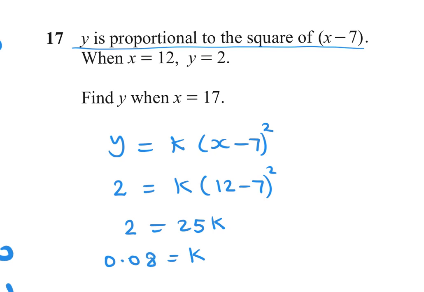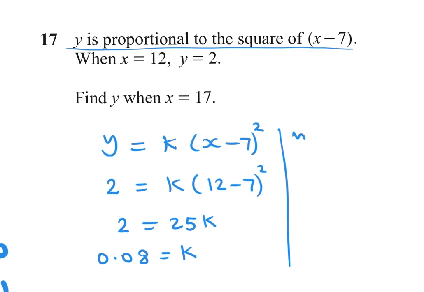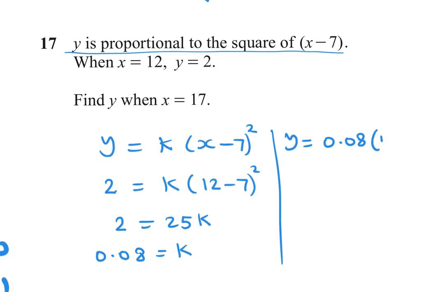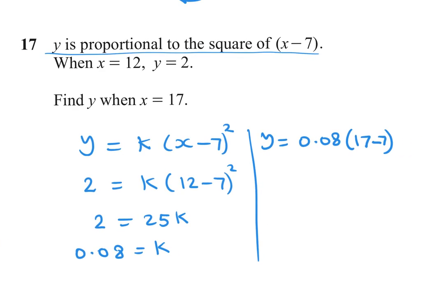Okay. So now we need to find y when x is 17. So y equals 0.08, which is k, into (x minus 7) squared, where x equals 17. So 17 minus 7 all squared, and y equals 8.